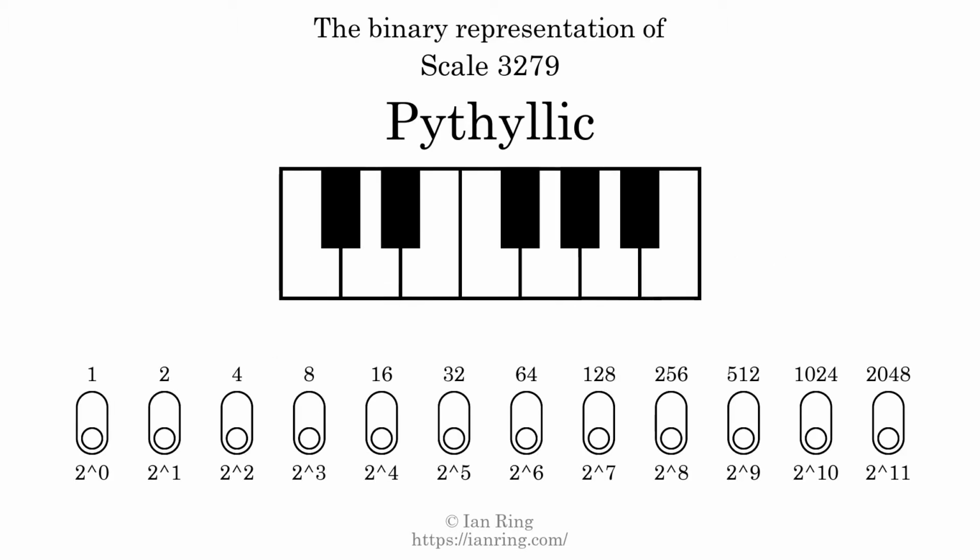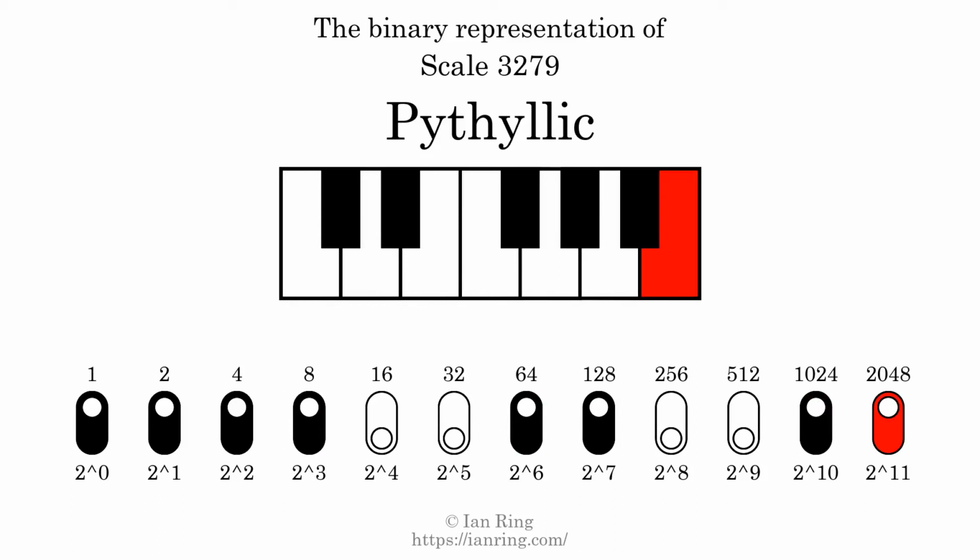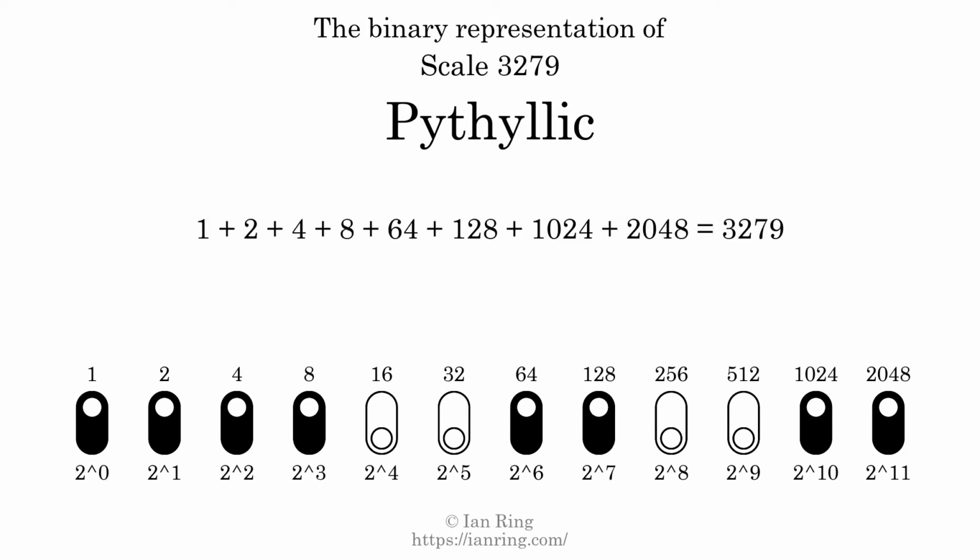The binary representation of this scale is determined by mapping tones of the scale to binary digits. Each binary digit represents a power of 2. To get the scale number, we add the powers of 2 together. The powers of 2 that are present in the scale, all added together, equals 3279.